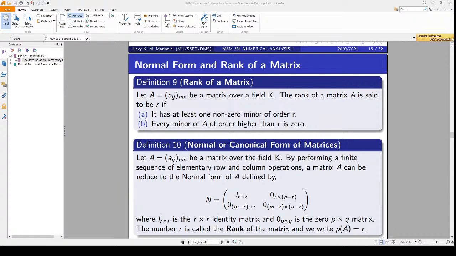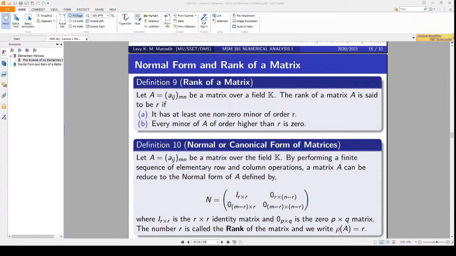So now let's look at what this definition number 9 is trying to say. I'm going to be coming back and referring you to definition number 9 on these properties A and B, and what they mean by these statements. But for now, let's look at definition number 10: the normal or canonical form of a matrix.